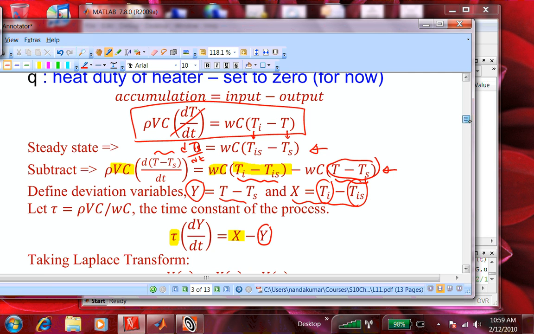Okay, so this is really nothing new in here. We're just doing the same operations that we learned for the heat exchange problem, the heated tank problem. So this is once again a first order ordinary differential equation. Now, y is the dependent variable, the output, the unknown, and x is the forcing function. Time is the independent variable, and tau is the time constant for this particular case.